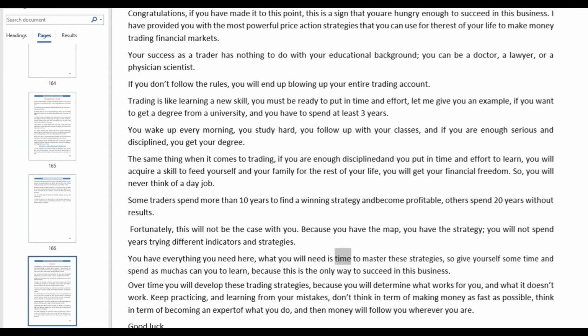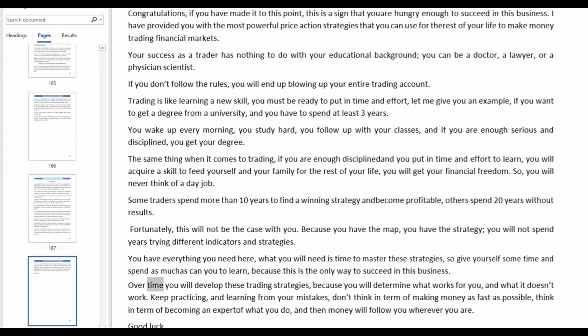What you will need is time to master these strategies, so give yourself some time and spend as much as you can to learn, because this is the only way to succeed in this business. Over time you will develop these trading strategies, because you will determine what works for you, and what doesn't work. Keep practicing, and learning from your mistakes. Don't think in terms of making money as fast as possible, think in terms of becoming an expert of what you do, and then money will follow you wherever you are.